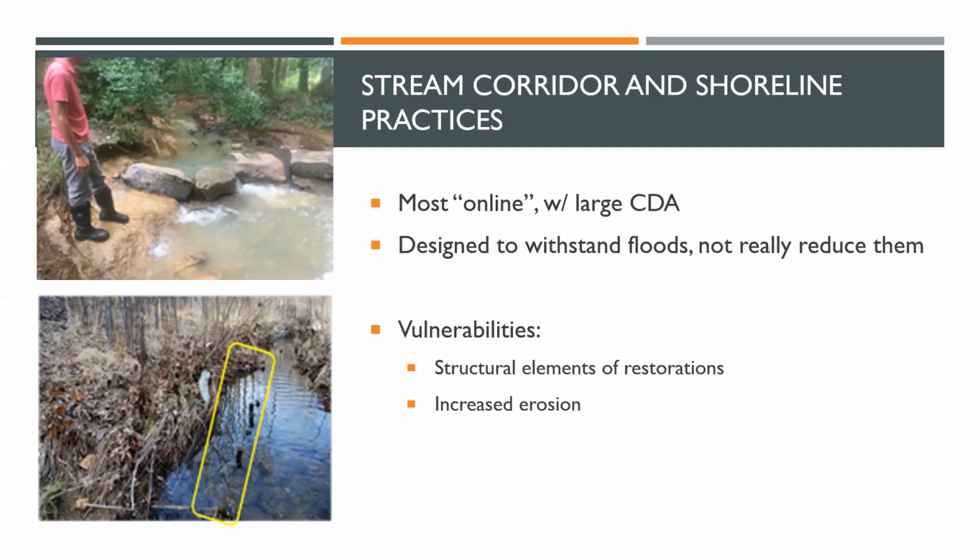So they're experiencing a lot of flows, and they're generally designed to withstand floods, right? While there are some floodplain reconnection practices that can help dampen hydrographs and things like that, they're not really meant to be an infiltration BMP, right? They're not slowing down the floods in that sense. So these practices are vulnerable, particularly the more structural elements, the harder elements of some of these practices. But then we're also expecting increased bank erosion and things like that with both shoreline and stream restoration practices.